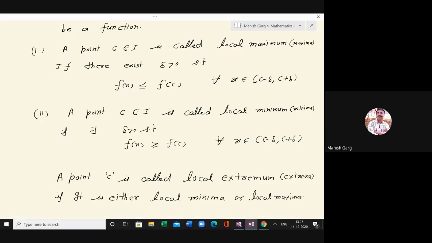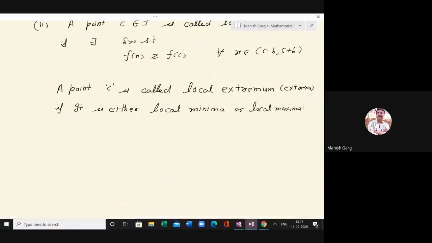It means a little bit different. Local maxima we talk about the neighborhood, but absolute maxima, a point is called absolute maxima if the value of the function at that point is maximum in the whole domain. I am giving the complete definition.